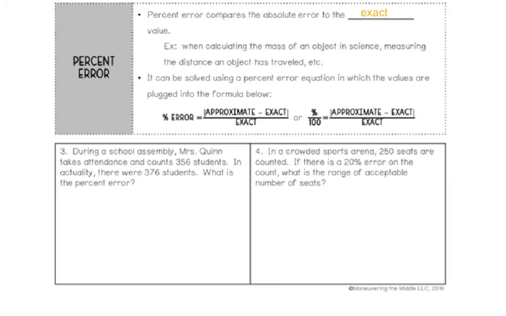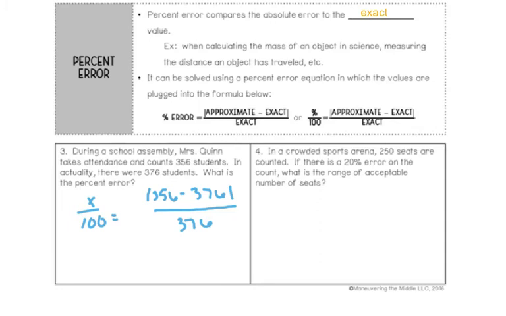Let's look at question 3. Question 3 says, during a school assembly, Mrs. Quinn takes attendance and counts 356 students. In actuality, there are 376 students. What is the percent error? I will use the formula that we were given at the top to set up a percent proportion to solve for the percent error. To set up this proportion, I'm solving for the percent, so that is my unknown, that's where I have a variable, and percents are always out of 100.